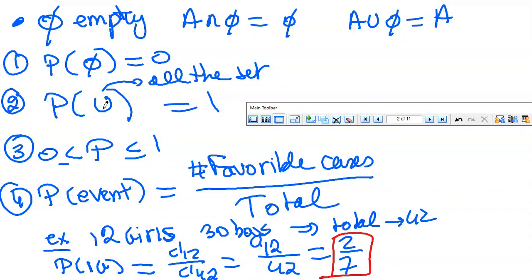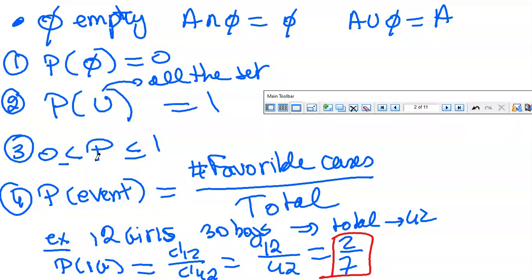The probability of U, the whole set. For example, let's say U represents the class of grade 12. What is the probability of choosing a student from the class? It's certainly 1, because in this class there are just students. So P of U is 1. But what is the probability of choosing a cat from the class? There is no cat in the class. This is an empty event phi, so it's 0. The probability of any event is always between 0 and 1.